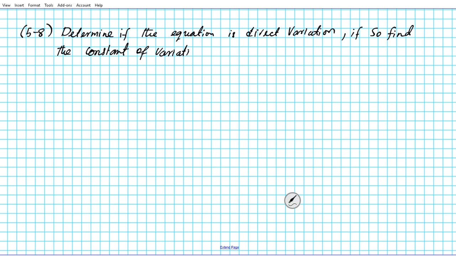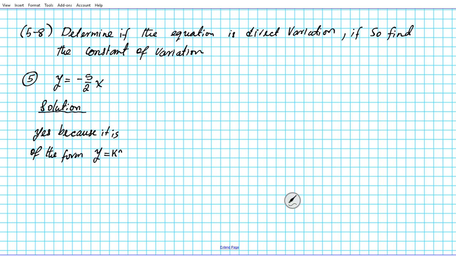Alrighty, so for question 5, let's say we have the equation y is equal to -5 over 2x. Now, is this a direct variation? The answer is absolutely. It's yes. How do we know it's a direct variation? Because it is of the form y equals kx. So if you can write an equation as y equals a constant times x, it's a direct variation. Okay? So what is the k now? The k value is the coefficient of x.